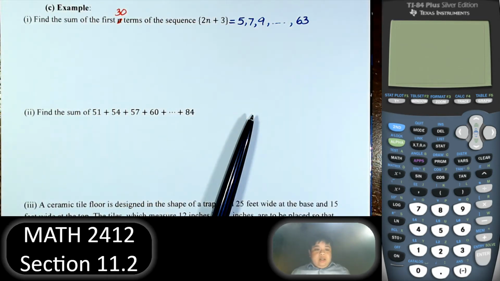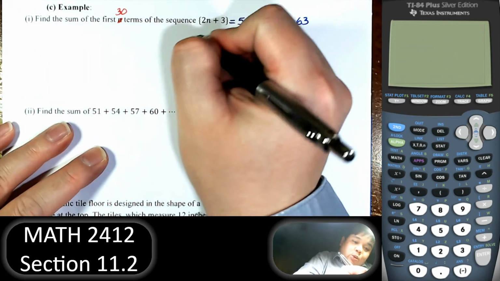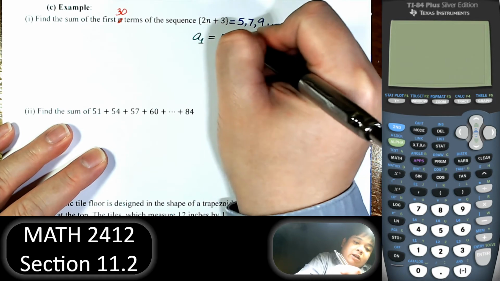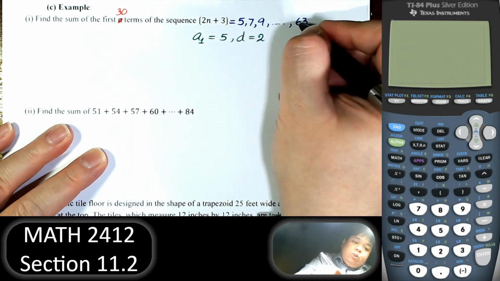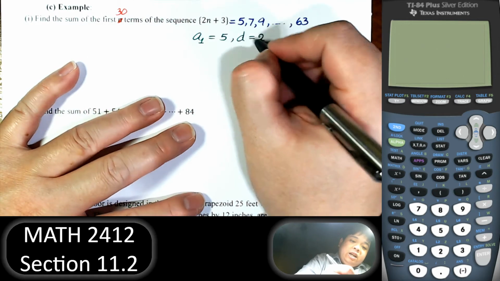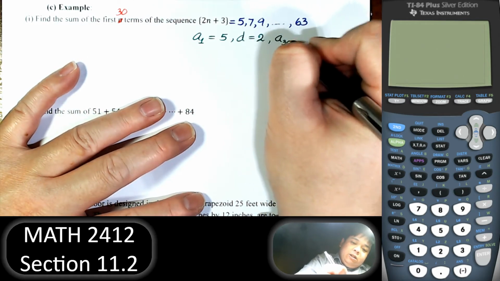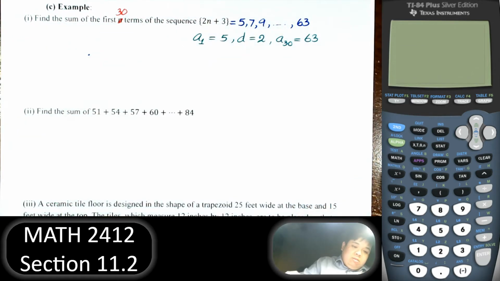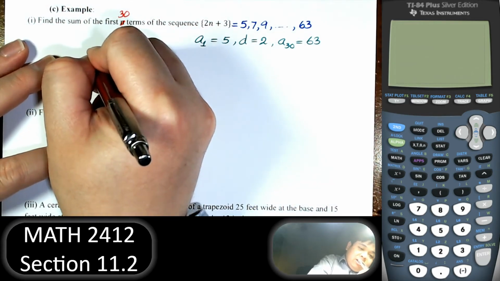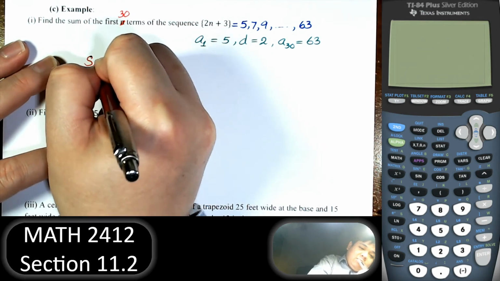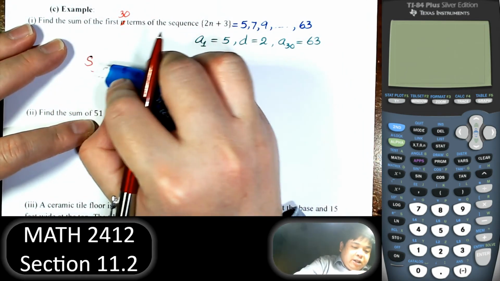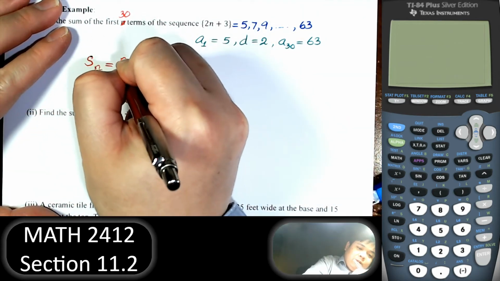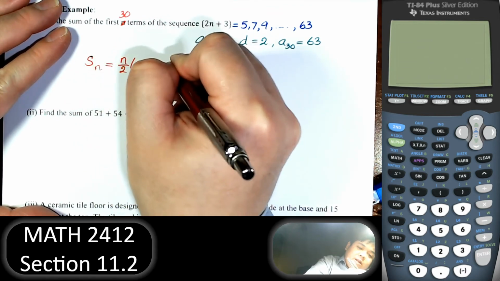Right? So this is an arithmetic sequence where the first term is 5 when n equals 1. The common difference is 2, and we know the 30th term, when we put 30 in here, is going to be 63. Now the sum of the first 30 terms, S of 30, or in general, the sum of the first n terms, equals n over 2 times a1 plus a sub n.